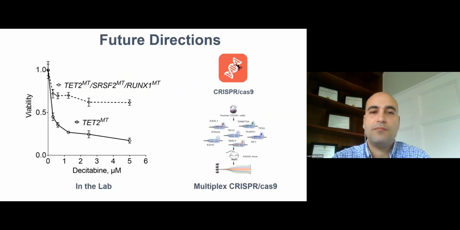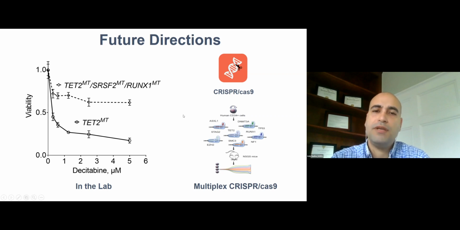Now, why is this important? Because we went back to the lab and found leukemia cells that carry one of those three gene combinations. We treated those cells with decitabine, and you can see these cells are primary resistant to decitabine compared to cells with just TET2 mutated type.